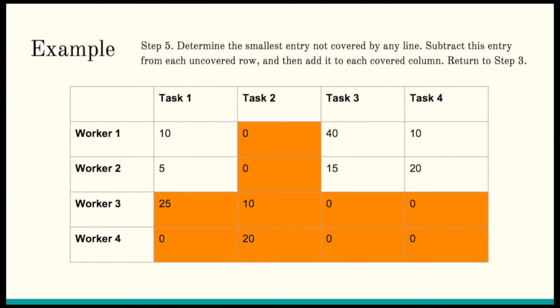For step 5, we need to find the smallest entry not covered by any line. In this case, this is 5. We subtract this number from each uncovered row and add this number to each covered column. So we subtract 5 from the first and the second rows and add it to the second column. This has created an additional 0 in our matrix.